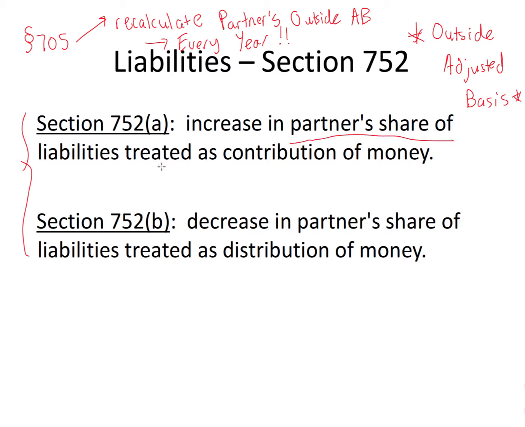Okay? So the question becomes, specifically with this 752(a), the partner's share of liabilities. And that's where we're really getting into. It also affects the partner's share of liabilities with respect to a decrease as well. So it's both the increase and decrease, but we're really going to focus on the increase today, though it equally applies to a partner's share of liabilities that decrease.